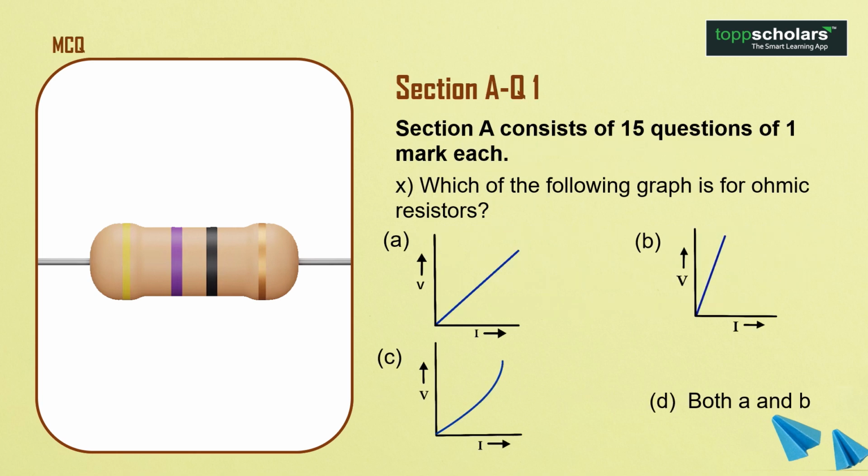So here both the options A and B are correct because both of them are dealing with voltage and current and they are linear graphs. Option D is the correct option. Let's have a look at the next MCQ.